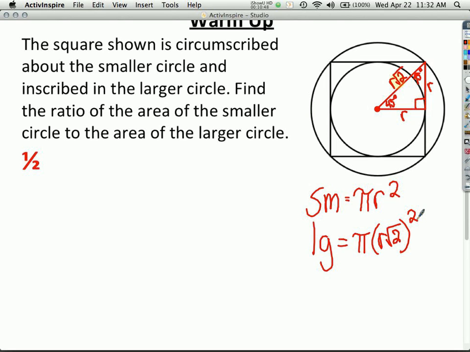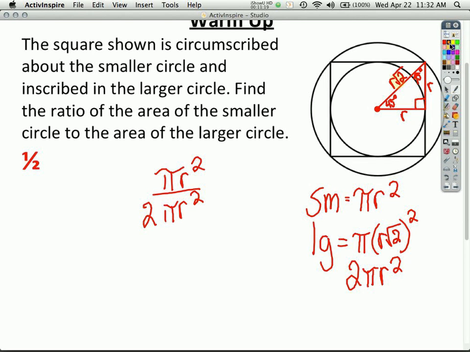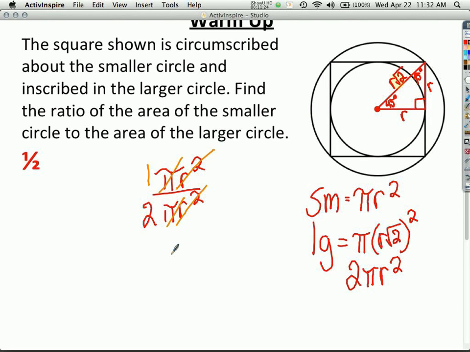So Sharik, when we simplify r radical 2 squared, what does it actually turn into? 2r squared. Comes out to 2r squared. So the large circle is actually 2 pi r squared. And we were asked for the ratio of the smaller circle to the larger one. Put them on top of each other. Pi r squared over 2 pi r squared. Pi cancels pi. R squared cancels r squared. You got 1 over 2.